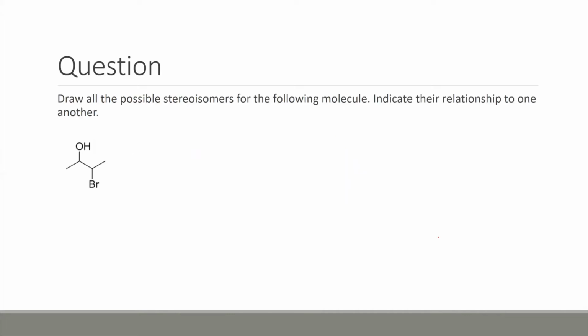Okay, let's do some more examples. Let's practice drawing stereoisomers and figuring out whether they are enantiomers or diastereomers, or if they have a meso compound. Here's our starting molecule, and let's think about possible stereoisomers that could exist for this molecule. First, let's identify where it has chiral centers. This particular molecule has two chiral centers, one here and one here.